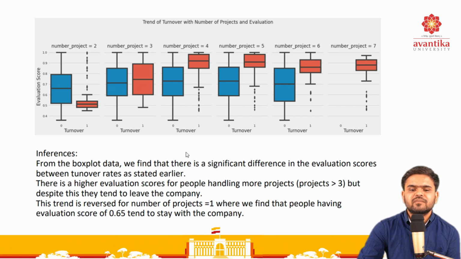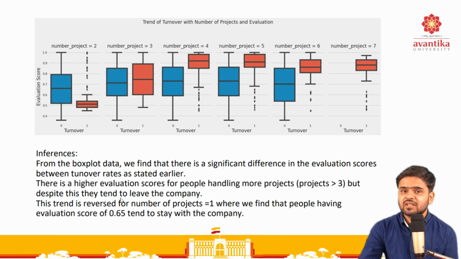The next point we are covering is the turnover with the number of projects and their evaluation as well. There might be a quarter cycle, or a semi-quarter cycle, which might have taken place in this organization, and there has been an evaluation round, and they might have collected the data from the employees. The inference we have observed after this analysis is that from this box plot we can identify a significant difference in the evaluation scores between the turnover rates, as stated earlier. There is a high evaluation score for the people who are handling more projects, greater than 3, but despite that they tend to leave the company. This trend is reversed where the number of projects is equal to 1.